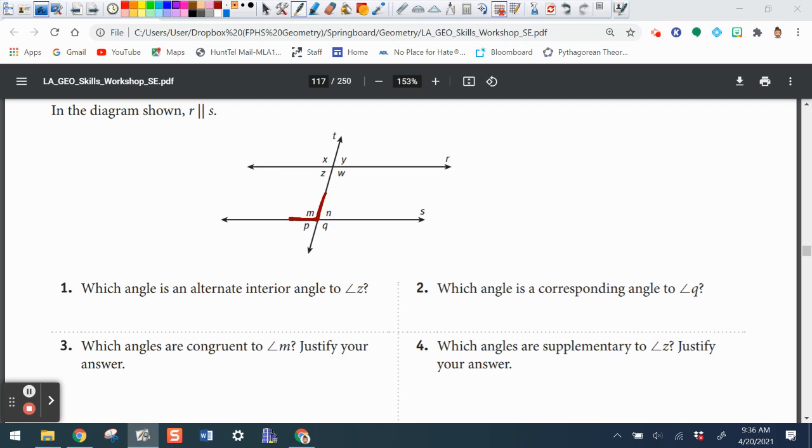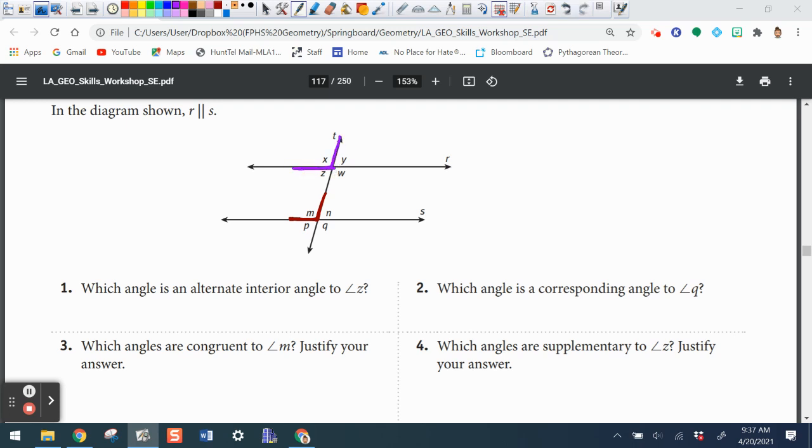So for starters, corresponding angles are actually congruent. If you go back and read the text, you'll see that corresponding angles are congruent. So which angle is considered corresponding to angle M? Well, if angle M is on the left side of the transversal, angle M is inside the parallel lines. Now we're looking for another angle outside the parallel lines, but on the same side of the transversal, which would be angle X.